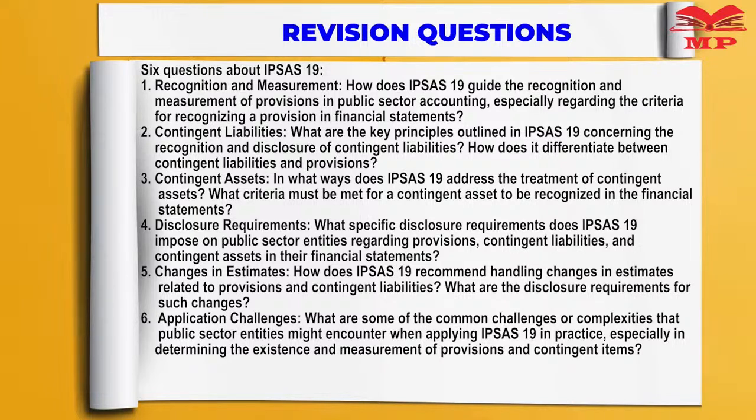Number 4, what specific disclosure requirements does IPSAS 19 impose on public sector entities regarding provisions, contingent liabilities, and contingent assets in their financial statements? Number 5, how does IPSAS 19 recommend handling changes in estimates related to provisions and contingent liabilities? What are the disclosure requirements for such changes? Then lastly, what are some of the common challenges or complexities that public sector entities might encounter when applying IPSAS 19 in practice, especially in determining the existence and measurement of provisions and contingent items?